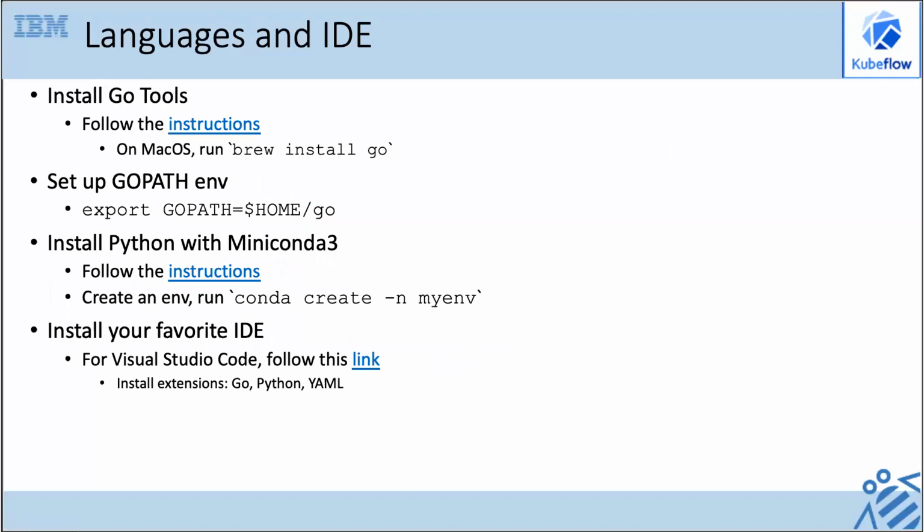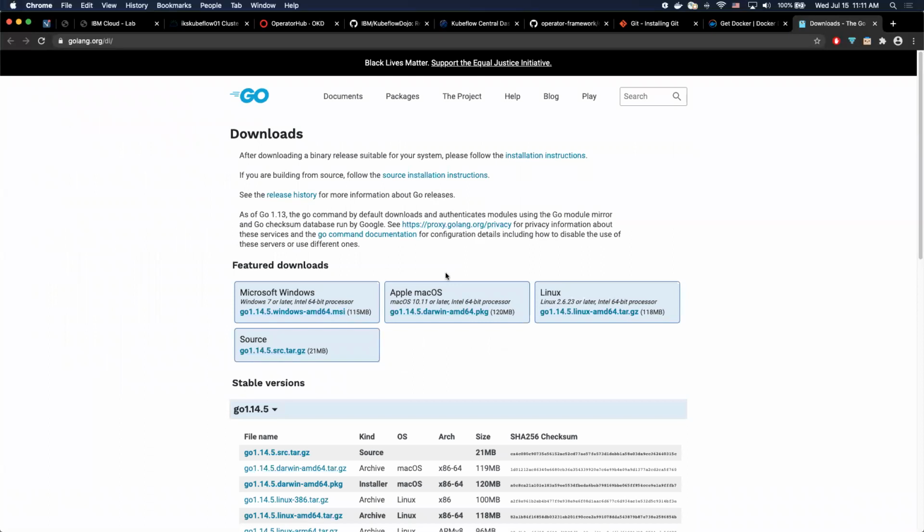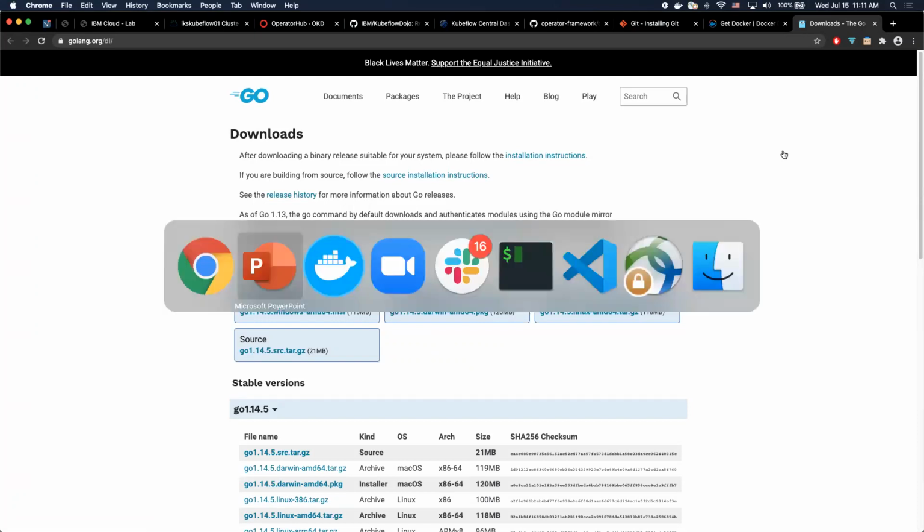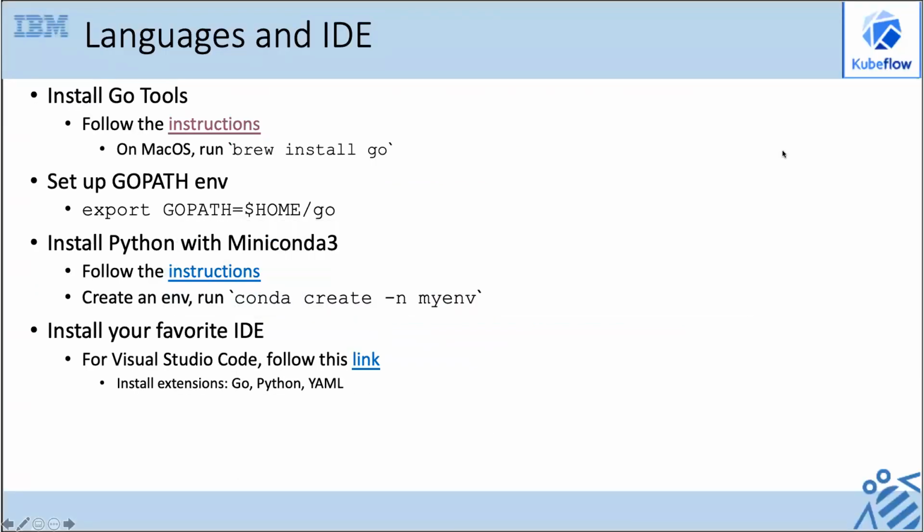And now going to the languages and IDE. Basically, for Kubeflow, the Go language is the most important one that is used. So you need to follow the instructions here to download and install Go, either 1.14 or a specific version, to your development environment, whether it's a laptop or a VM, whatever it is. On Mac OS, there is brew. You can also install through brew. Just brew install go.